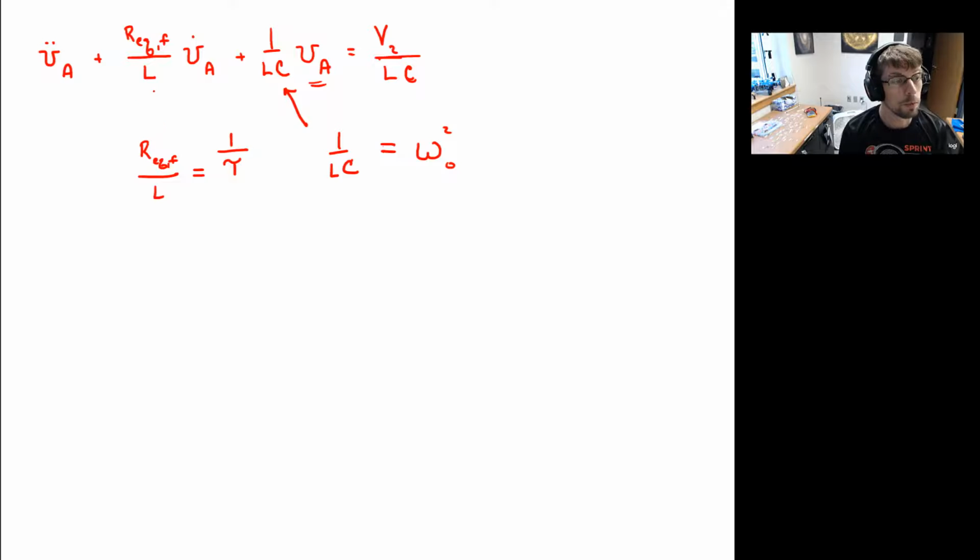Okay, well, we apply our characteristic equation. And so you know that you'll end up with something like r squared plus, you could express this as 1 over tau if you want, I'll leave it as REQ final over L times r, plus 1 over LC equals 0.